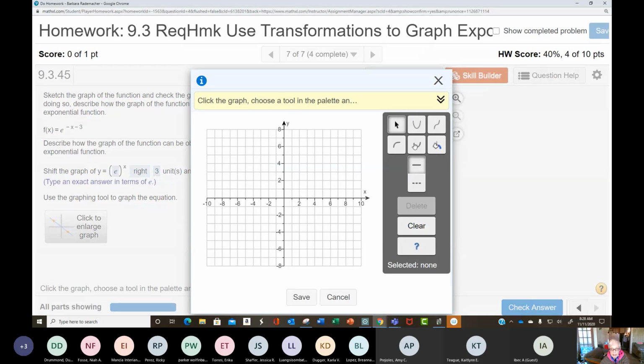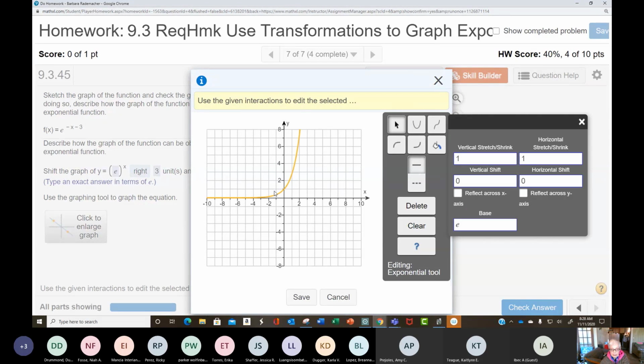All right. Exponential. Click. The base is e. I am going to shift to the right 3 units. And then I'm going to reflect across the y-axis. But it went left. So I am going to just put a 3.